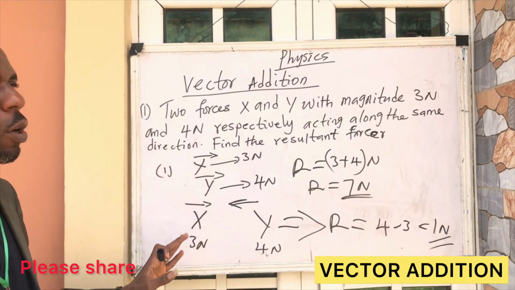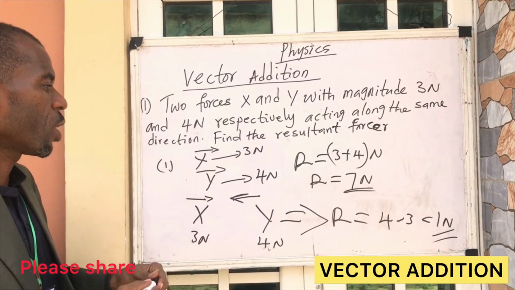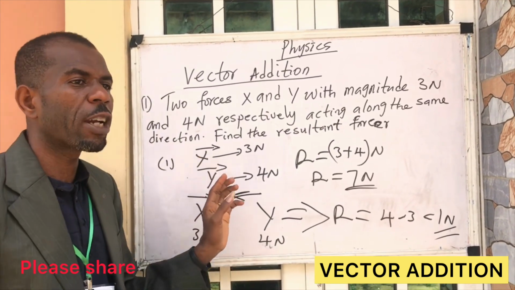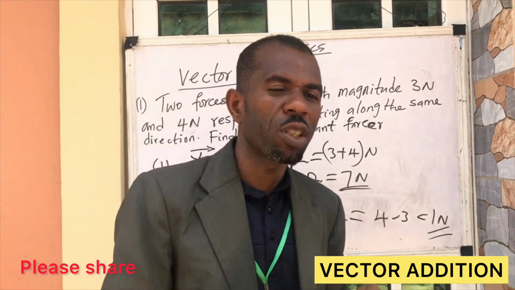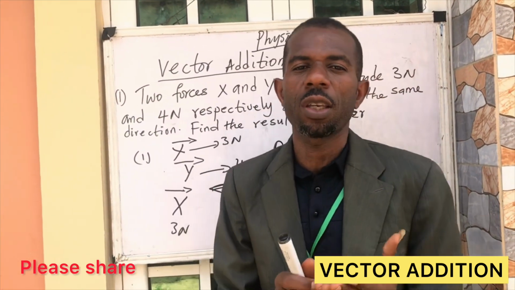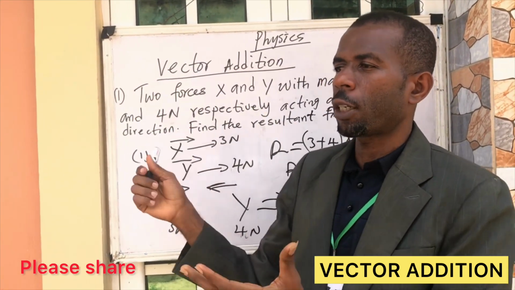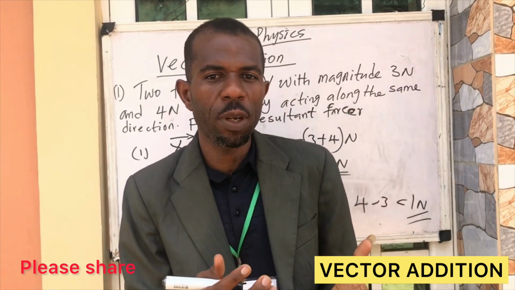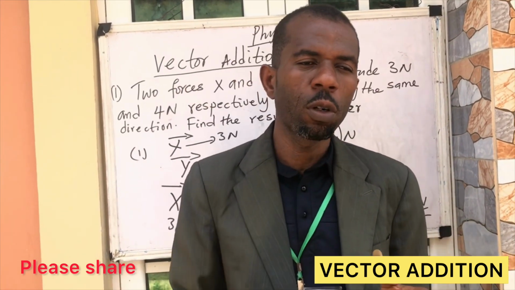So this is about simple vector addition. This is the case where the vectors are not acting at an angle. The next example I am going to illustrate is when they are acting at an angle. That is where we use a trigonometry method or even a graphical method.